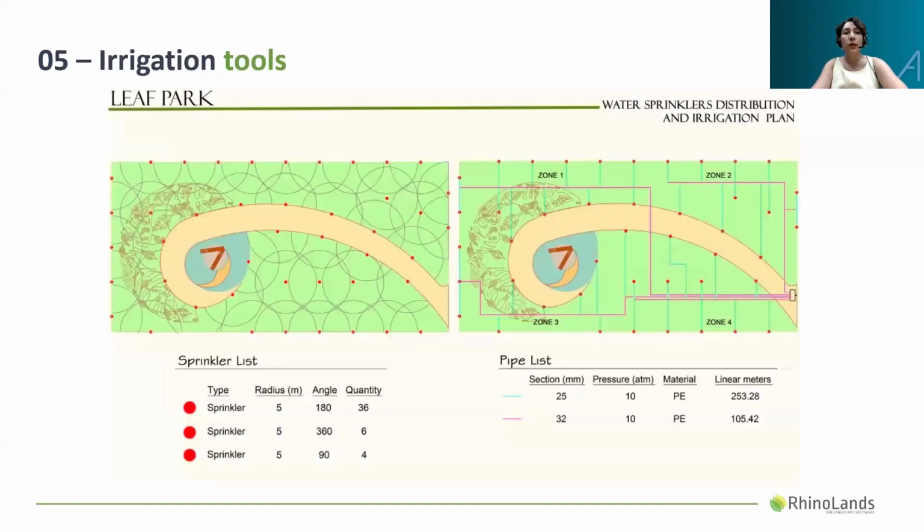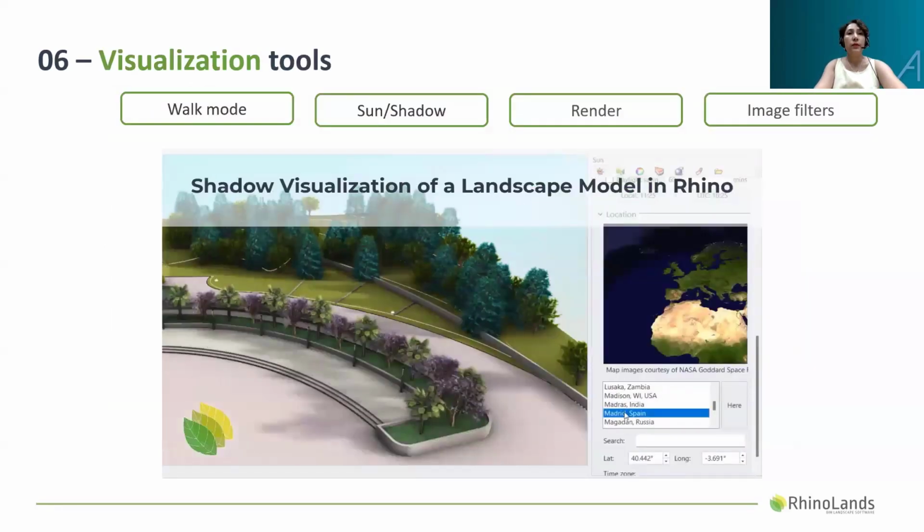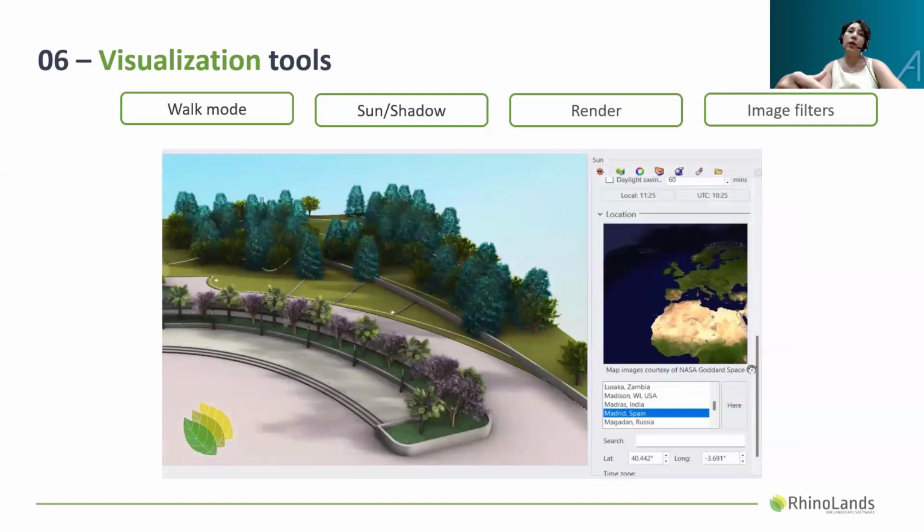There are irrigation tools that help us design the irrigation system with 2D objects. By placing the sprinklers and generating the pipe system, the program will automatically list the sprinklers and pipes. We have different visualization tools, including walk mode. We can walk through the project.